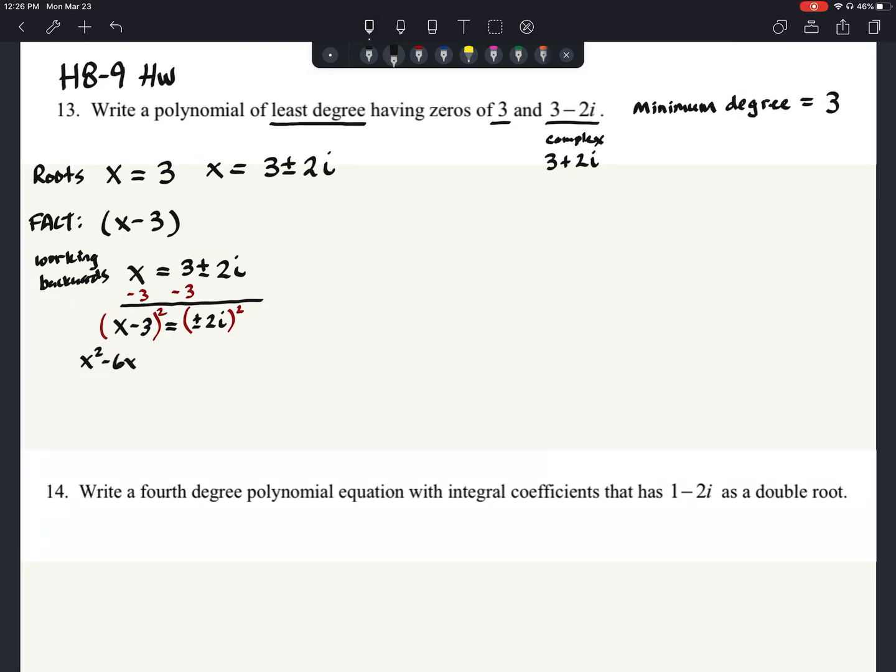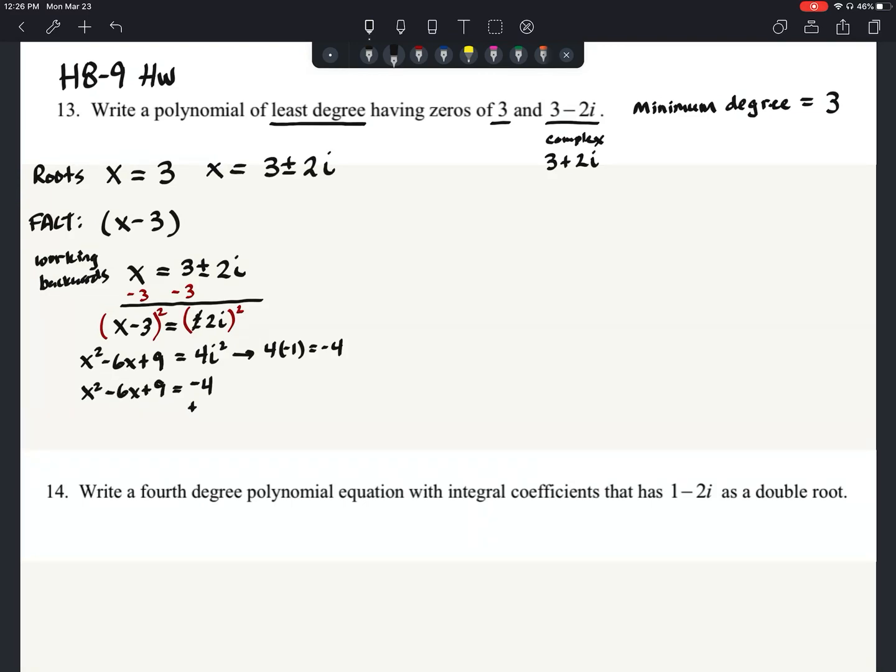x squared minus 6x plus 9 should equal... So it doesn't matter if it's positive or negative, right? Because they're going to be positive either way when you square it. And then 2 times 2 is 4, and we get 4i squared. But 4i squared is the same thing as 4 times negative 1, which is negative 4. So we have negative 4 is going to equal our x squared minus 6x plus 9.